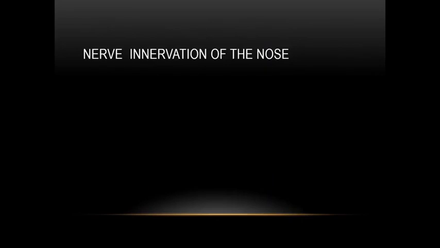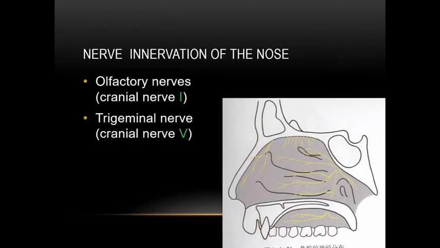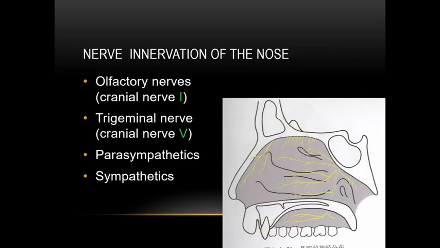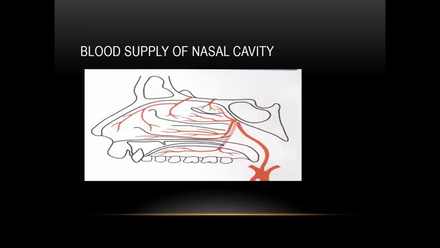So the nerve innervation of the nose is formed of olfactory nerves, which is cranial nerve number 1, trigeminal nerve, cranial nerve number 5, parasympathetics and sympathetics. The blood supply of the nasal cavity.